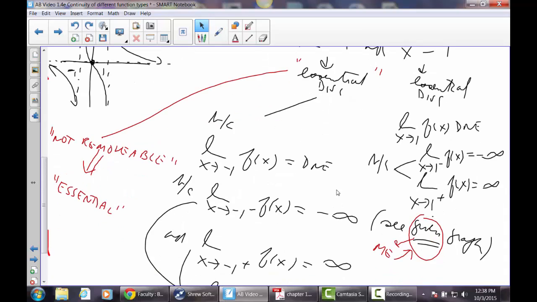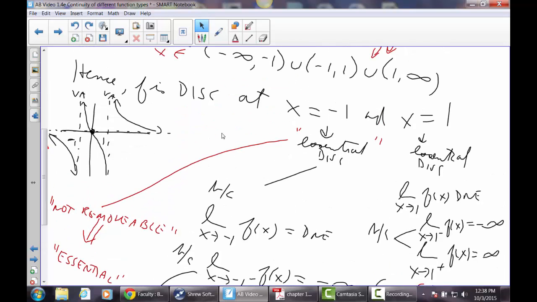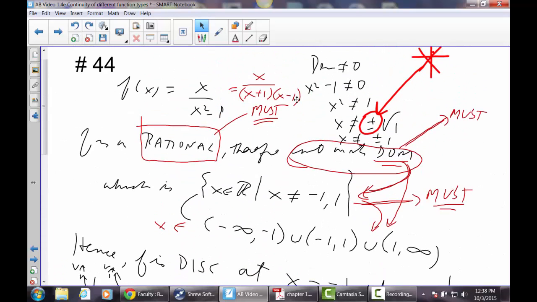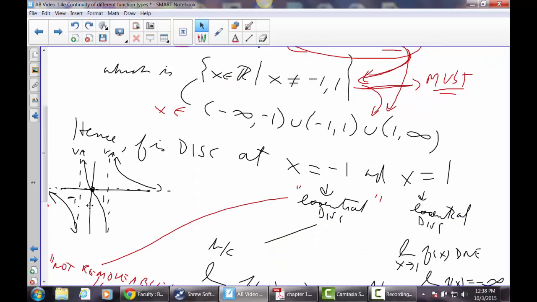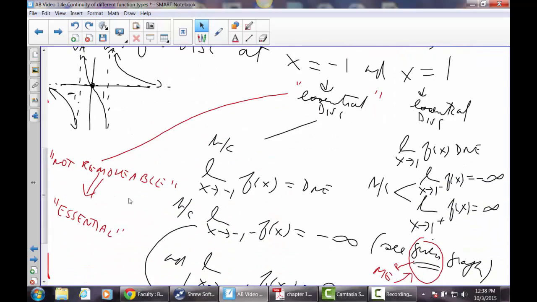They are not removable. If you were asked to justify that, to be removable, the limit as x approaches that number from both sides would have to exist and equal the same number. But in both cases, because of the vertical asymptotes created by these denominators, the limit as x approaches each of these numbers from either side does not exist.